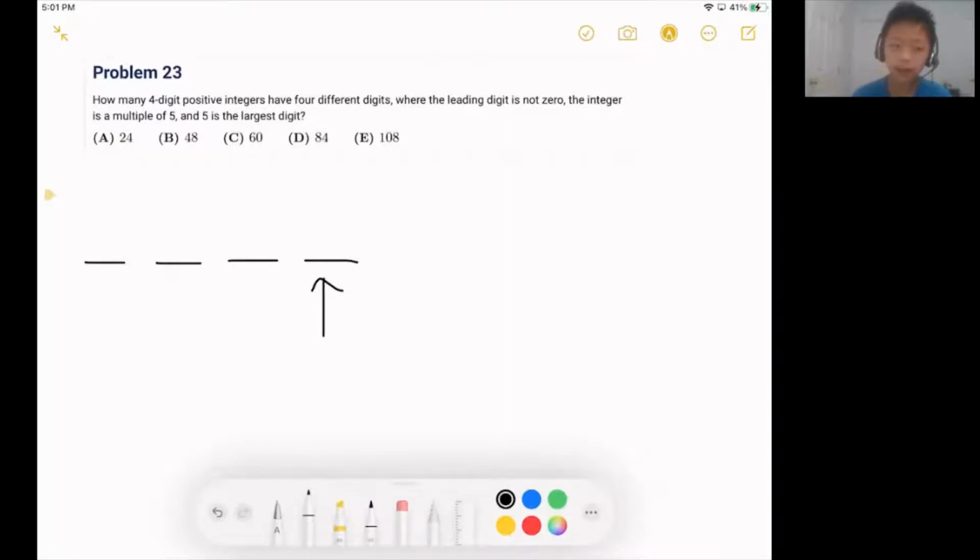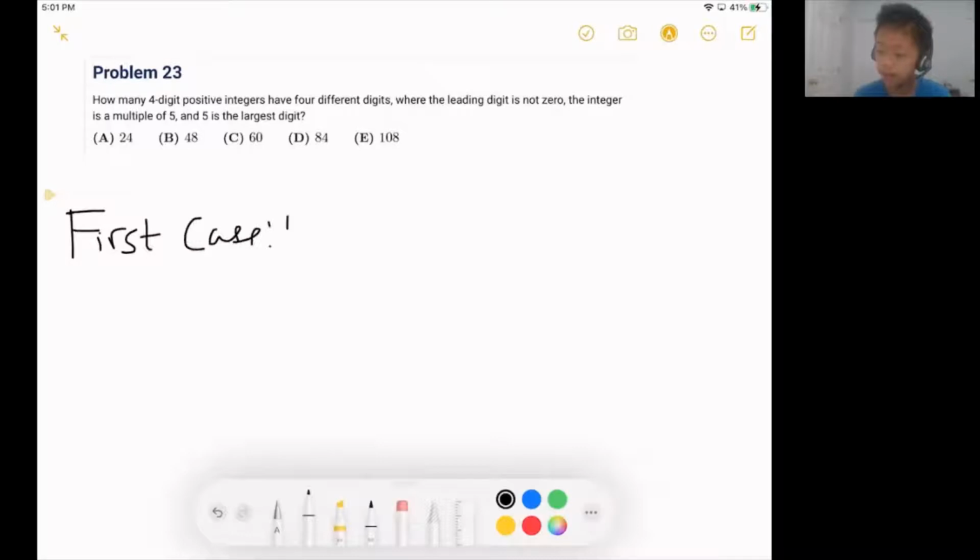So we can now do something called casework. We know the last digit is 0 or 5 since the integer is a multiple of 5. So we can split this question into 2 cases. The first case is if the last digit is 0, and the second case is if the last digit is 5. So let's write first case: last digit is 0. So you have 4 digits and the last digit is 0.